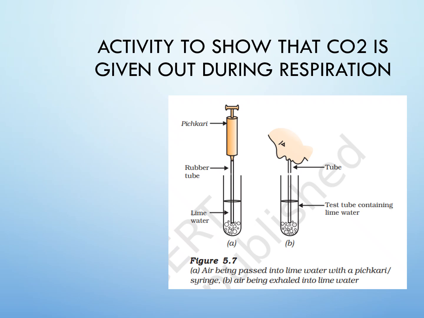There's another activity, as you can see in the adjacent figure. You blow the air with the help of a pichkari and see the difference. When you blow the air with a pichkari, you will notice that the change in color is a little slower. The turning of the calcium hydroxide milky will be slower, and this shows that air has a lower percentage of carbon dioxide as compared to the exhaled air from the process of respiration.